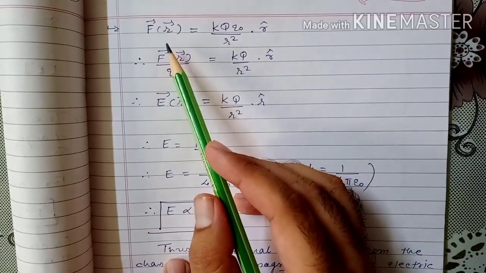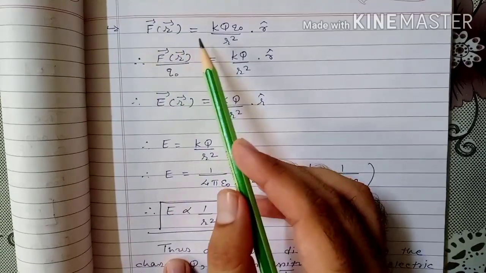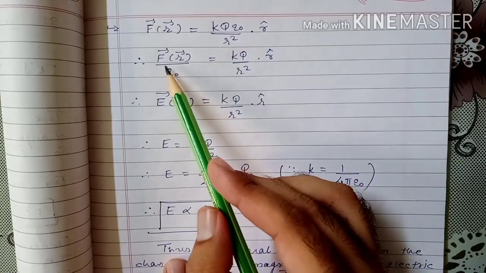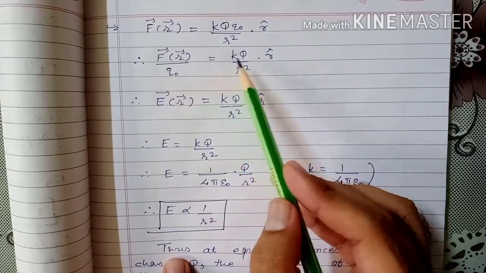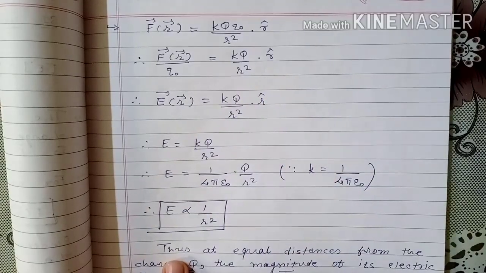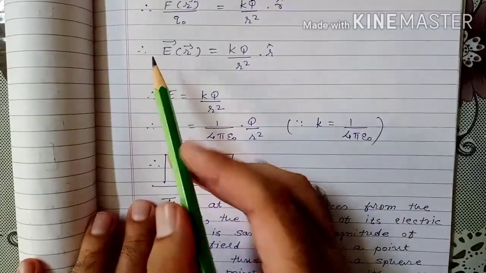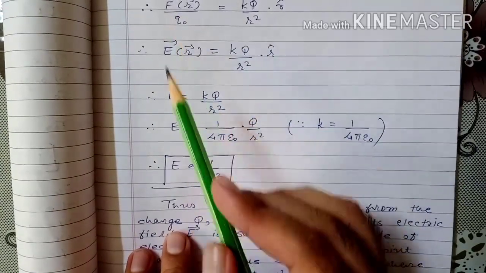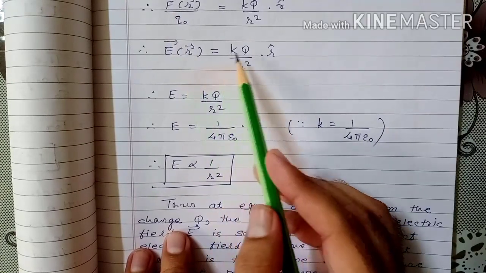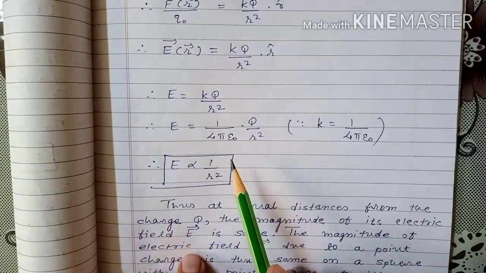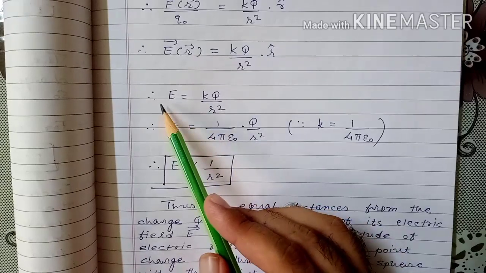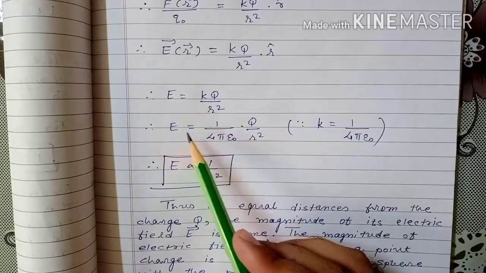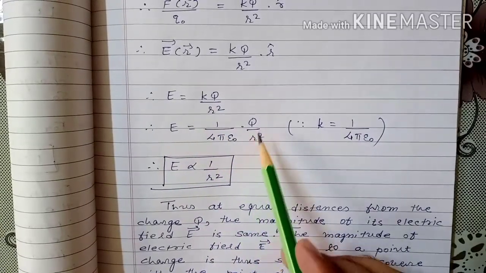Vector is nothing but magnitude into unit vector. If we want to find electric field, then we have to divide this force by test charge. So F vector r vector upon Q naught. If we take Q naught on left hand side, then F vector r vector upon Q naught is equal to KQ upon r square into r cap. But in last lecture we have studied that E vector r vector is nothing but F by Q. So E vector r vector is equal to KQ upon r square into r cap. If we are interested in magnitude only, then E is equal to KQ upon r square. Therefore electric field E can be written as 1 upon 4 pi epsilon naught into Q upon r square.